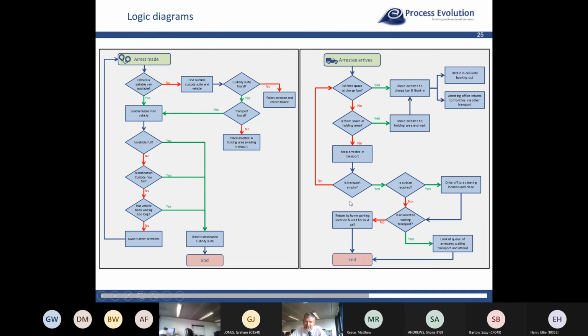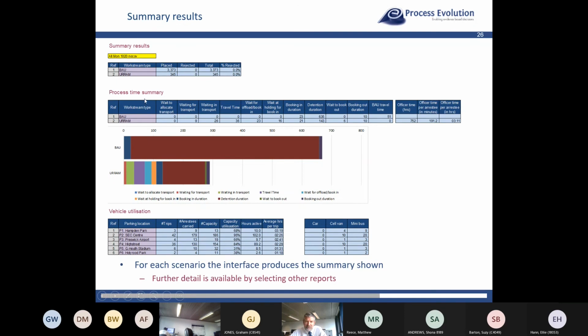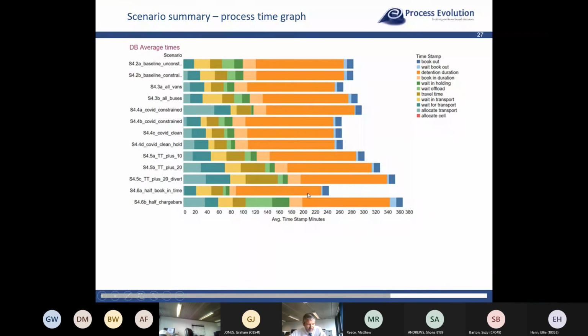So that logic was all discussed and programmed into the model. When the model finishes, it produces some summary results, showing you the number of people placed and a process time summary. So how long were they waiting for a vehicle? How long waiting in transport? The travel time, the waiting for offload, the waiting for booking in once they've been offloaded in the holding area, the booking in duration, detention duration, booking out duration, and so on and so forth. So we can build that up, and we can also see how many vehicles were used at most at different hours of the week. So this is just a summary.